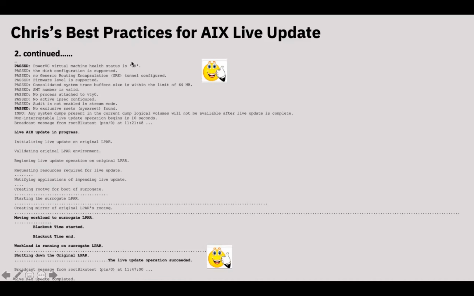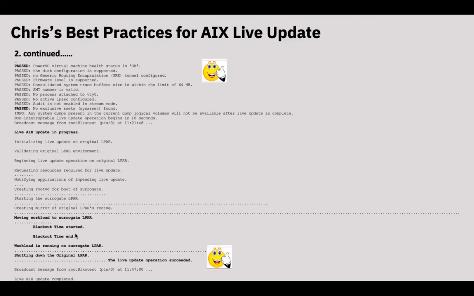So now we start the actual live update process. We provision the surrogate VM. We start it up, and then we move the workload from the original to the surrogate, and that's when the blackout time kicks in. So this is between here and here, the start and an end that you can see here. That's when we're moving the workload from one VM to the other.